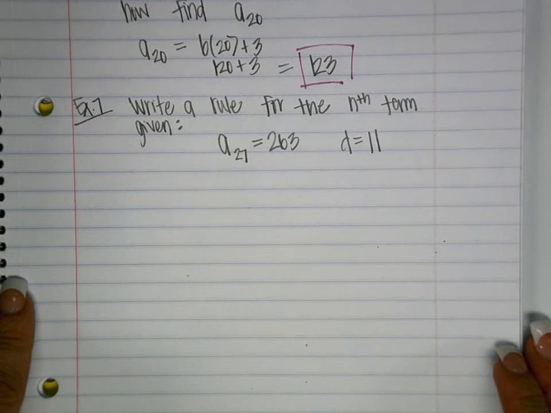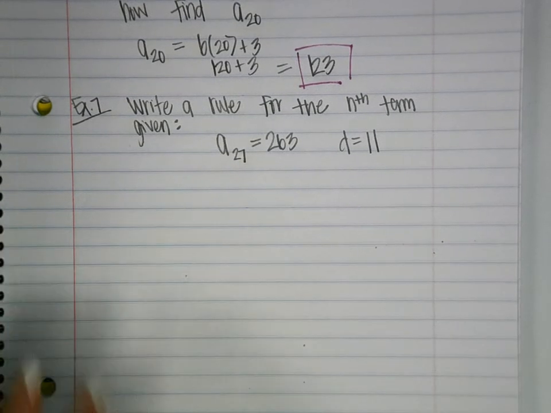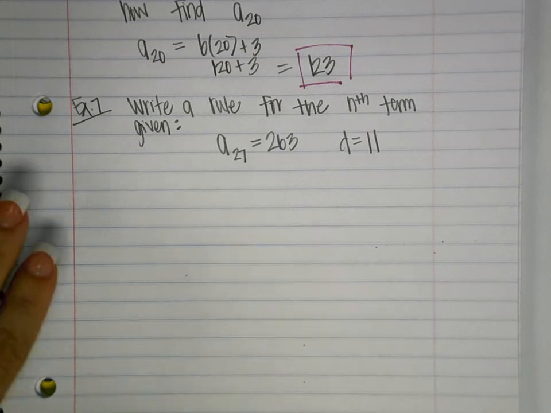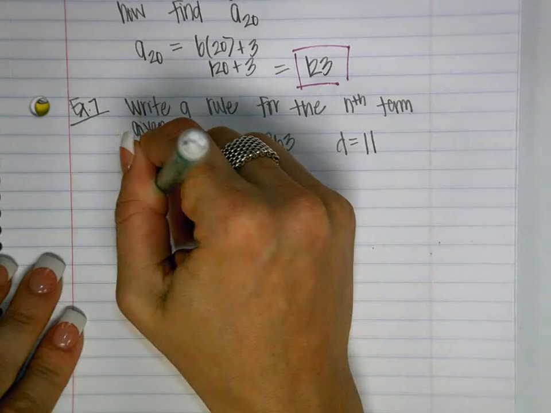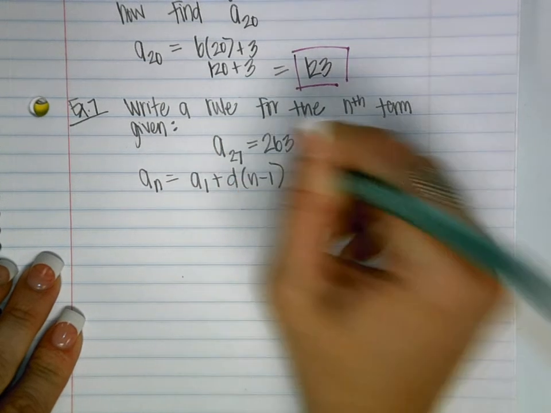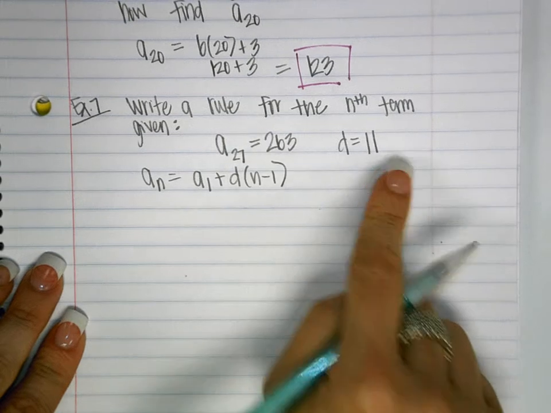We'll do this a little bit different this time. I'm not giving you the A1. I'm going to give you A sub 27. So again, we're still going to use the same general rule. A sub n equals A1 plus D times n minus 1. Plug in what you've been given.